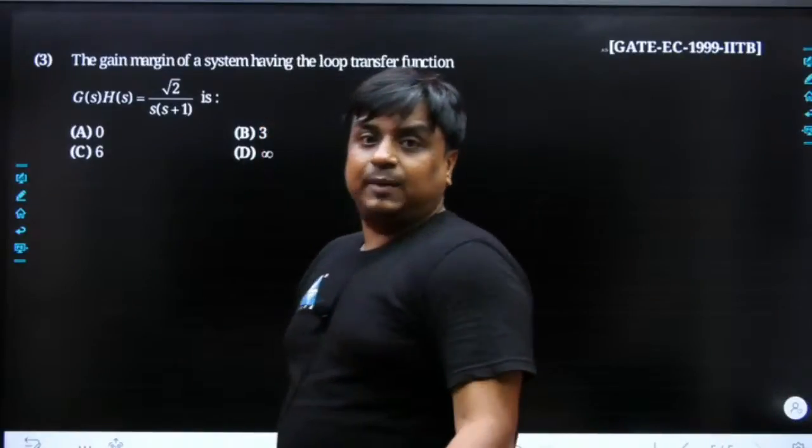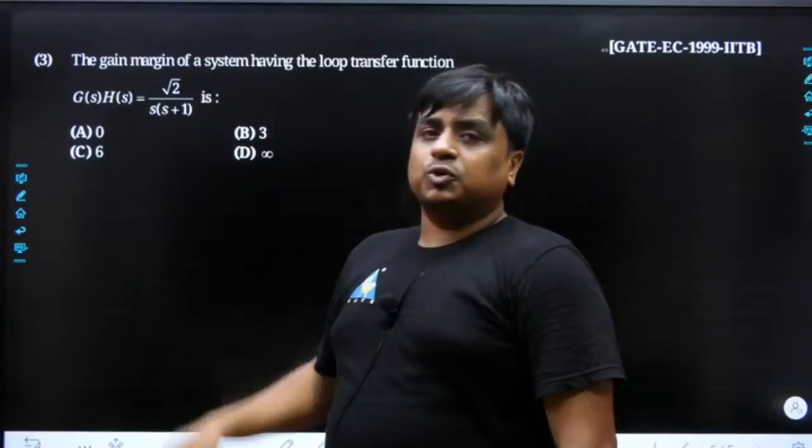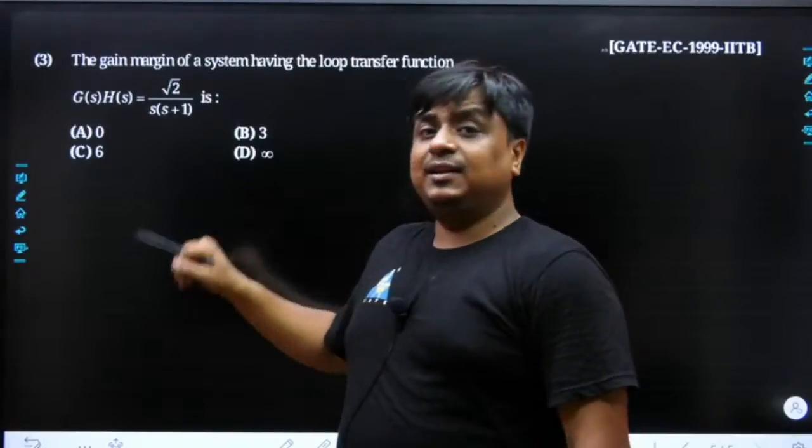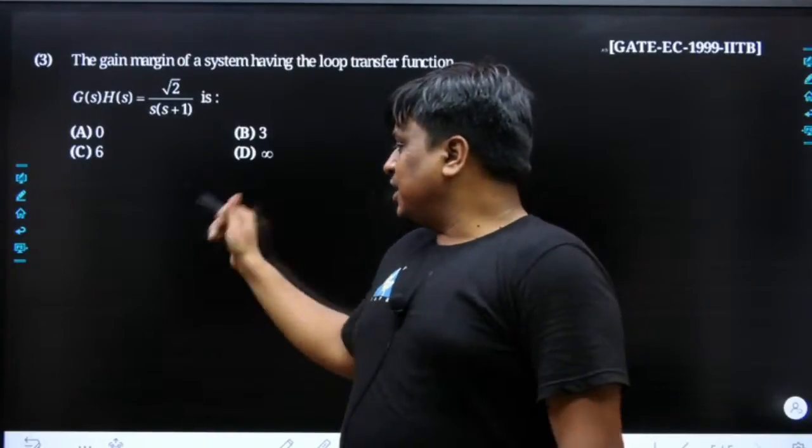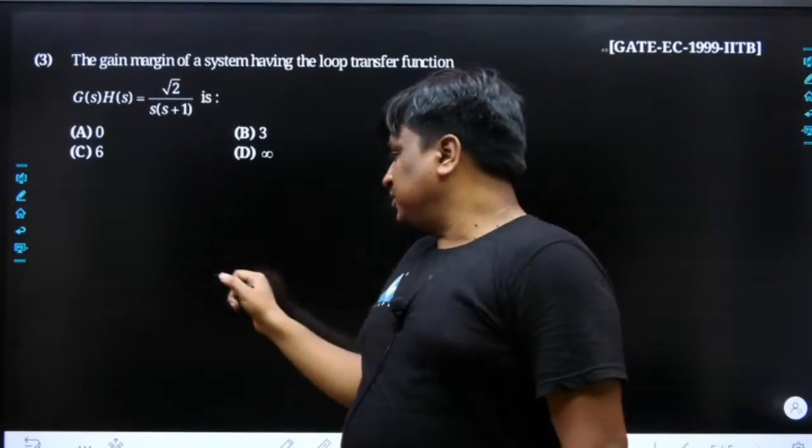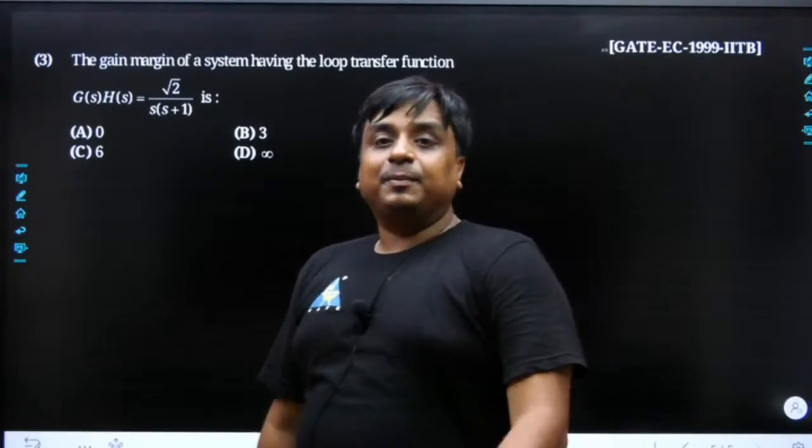Anyways, it is a type 1 system, and similarly an order 2 system. So what is going to be the initial angle? The initial angle is going to be minus 90. And what is going to be the final angle? The final angle is going to be simply minus 180 degrees. That is the polar plot.